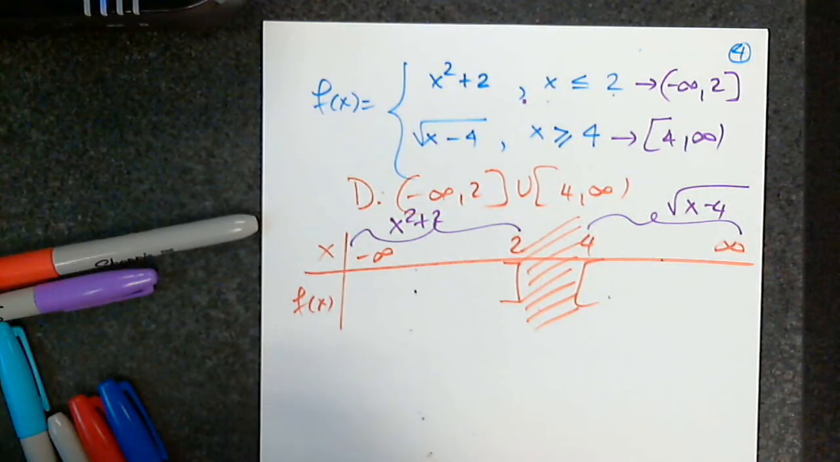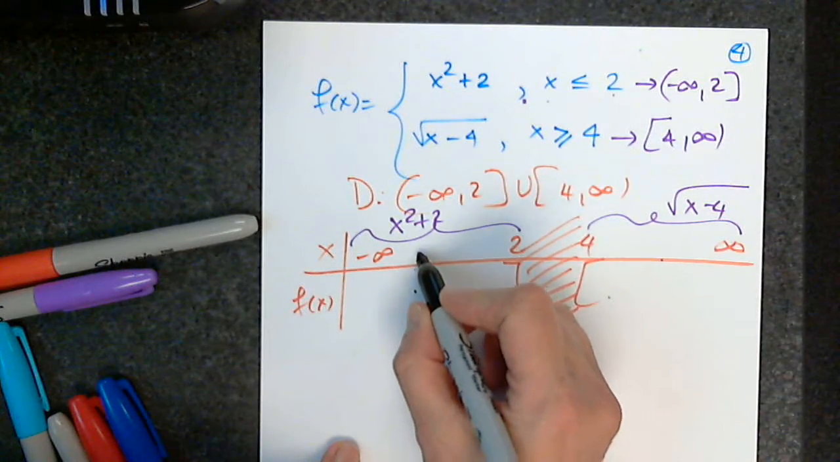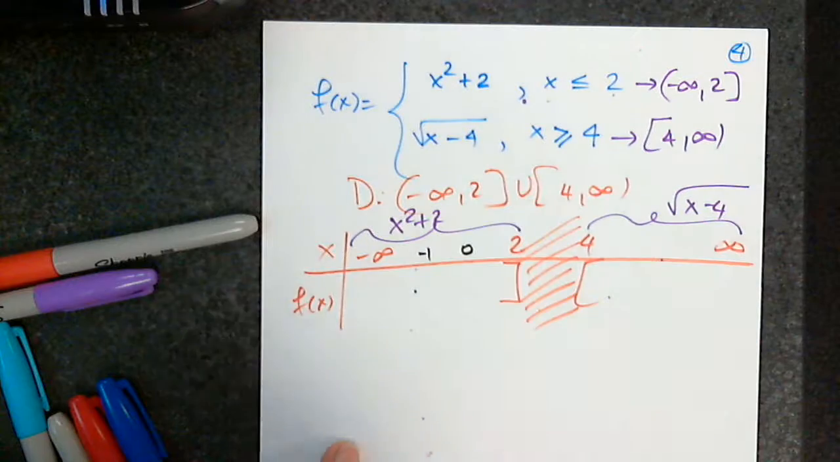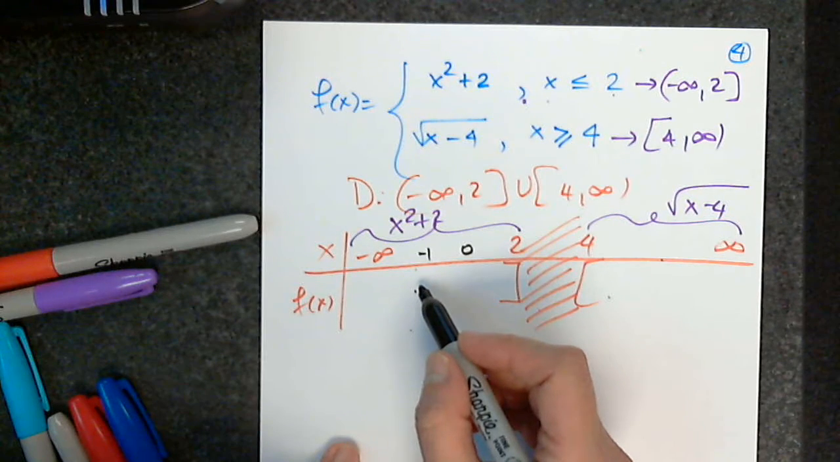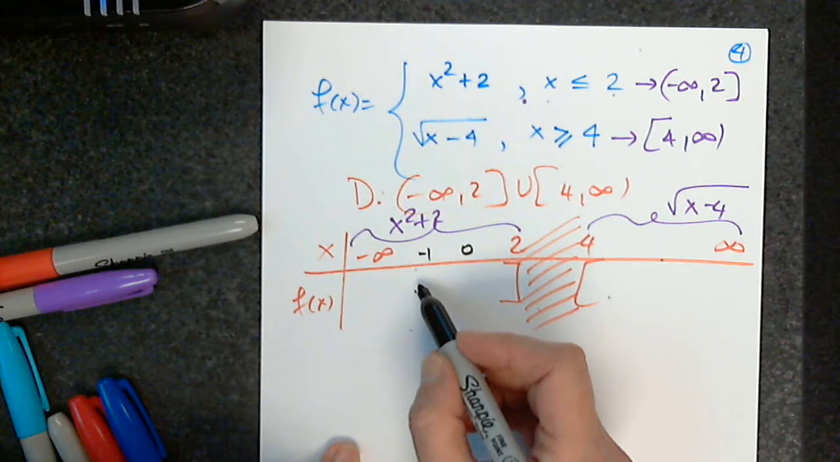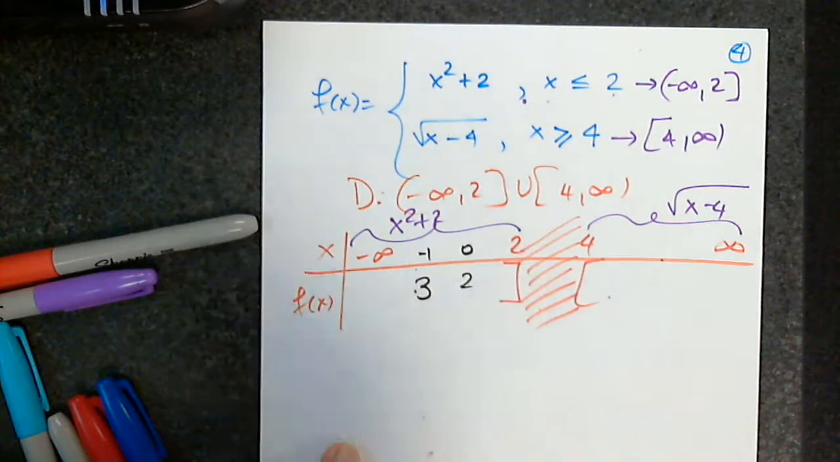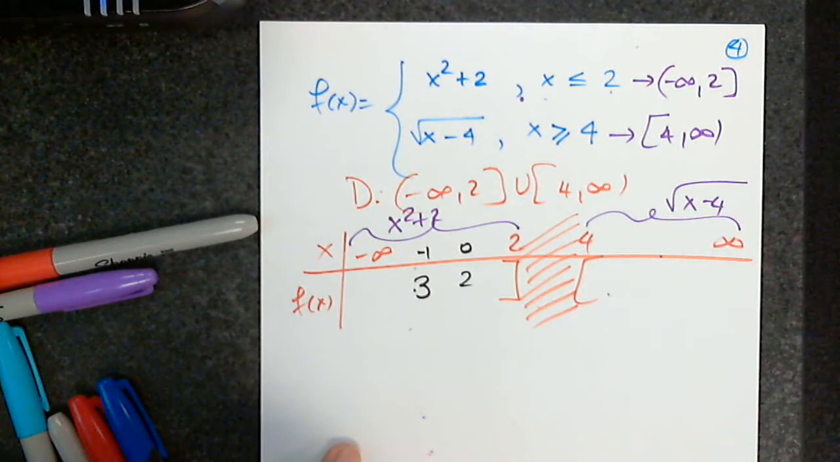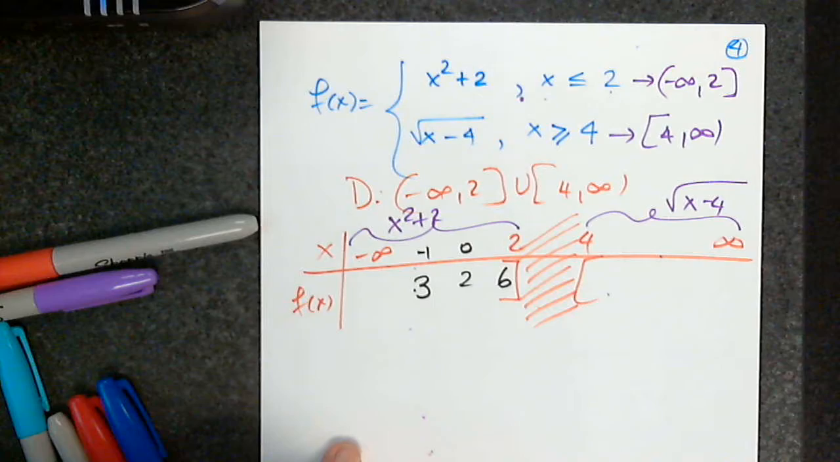Okay, so let's find some ordered pairs. So pick some x. I'm going to pick, of course, -1 and 0 for sure. So plug in -1 and tell me what you get. 1, one more time, plus 2, 1 plus 2. 3. Very good. When x is 0, 2. When x is 2, that's 6. Yes. Very good. Perfect. I'm done with the left-hand side.